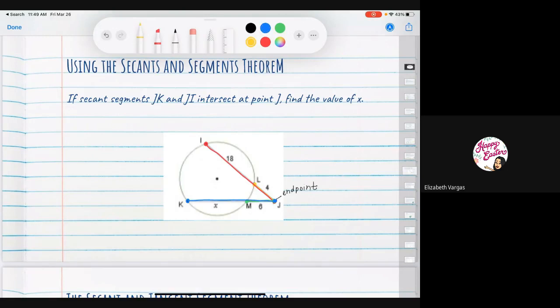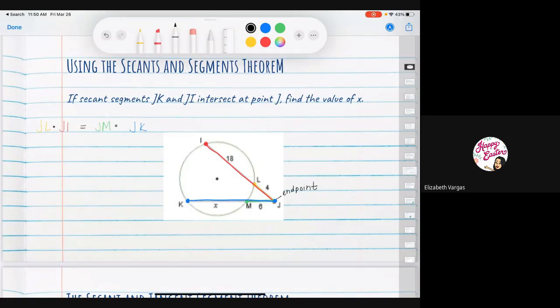Okay, so basically, JL multiplied by JI should be equal to JM multiplied by the entire secant JK. So those should be equal to each other. Okay, so now I'm asked to find x. So let's go ahead and do that.